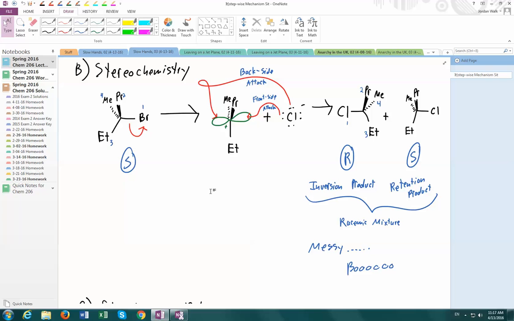And so we can have both cases. In the backside attack, we end up with the inversion product. If we go through a frontside attack, we push those substituents right back to the left side. And so we've retained the initial orientation, and so we call that our retention product.